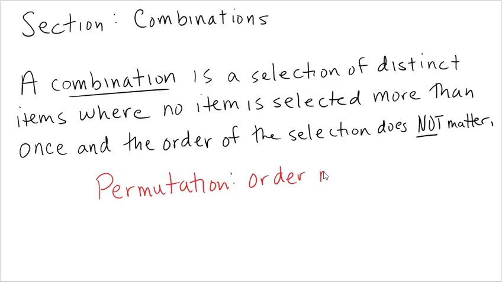The order matters because maybe you're assigning individuals to specific jobs, or maybe you've got a password and you have to put that password in order, or maybe you're arranging objects in a specific way. That would be a permutation. In a combination, the order doesn't matter.